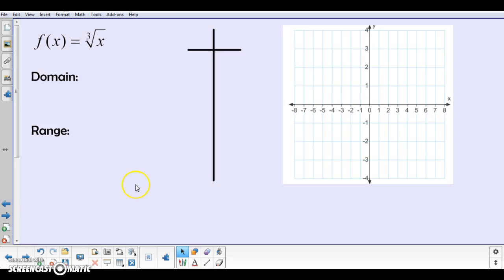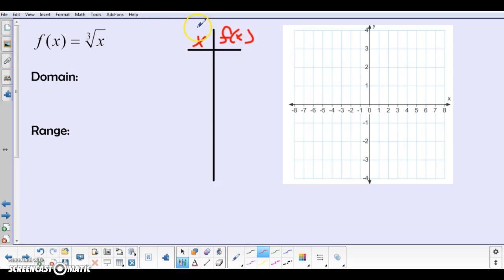Next up, we're going to graph a cube root function. So here is the parent cube root function, the cube root of x. And to graph this, we're going to make a quick xy table, or input-output table. So we've got x and then f of x, also known as y.